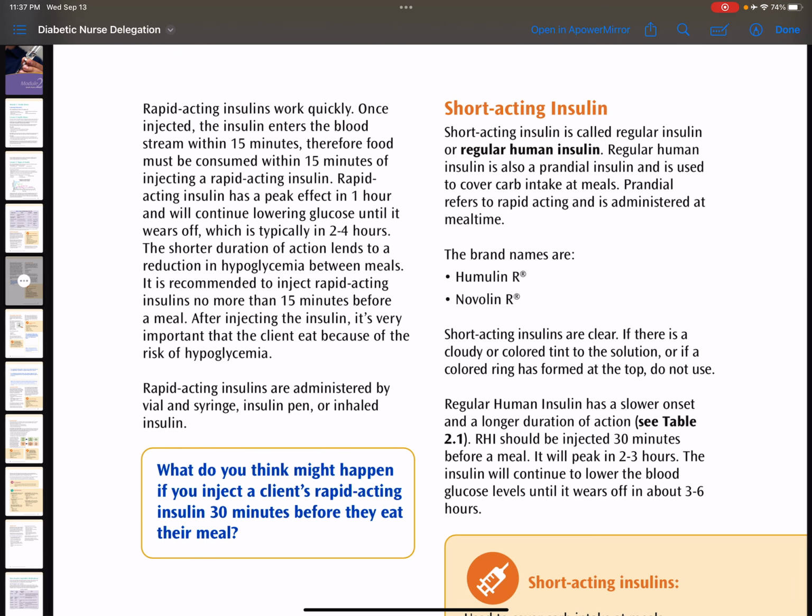The short acting insulins are regular insulins or regular human insulins. Their onset is 30 minutes, their peak is 2 to 3 hours, and the duration is 3 to 6 hours. Rapid acting is administered at mealtime, not like a short acting. The brand names for short acting insulins usually are Humulin R or Novolin R.